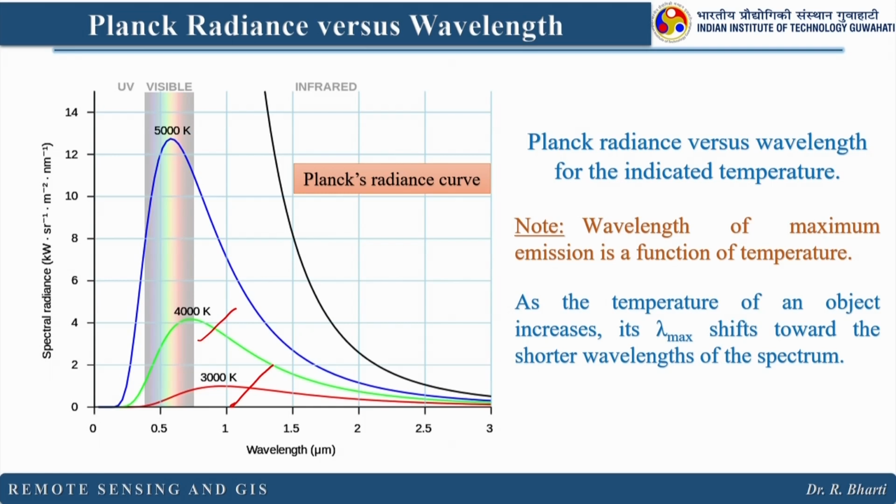Now you have to correlate this with the fundamentals. When you have a shorter wavelength, you have more energy. Here you can see that at this particular wavelength of 0.5 micrometer you have more energy, whereas at the longer wavelengths you have less energy. So it is important to understand the radiance behavior with respect to temperature as well as lambda.